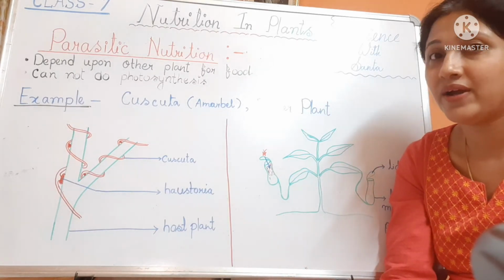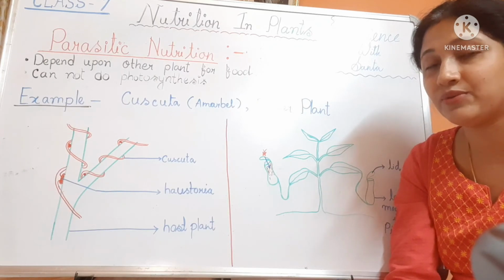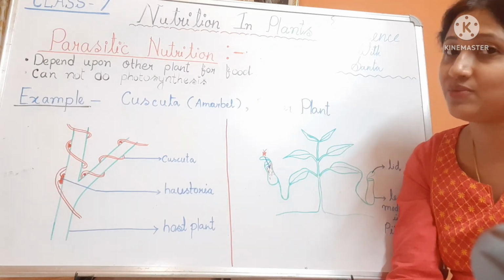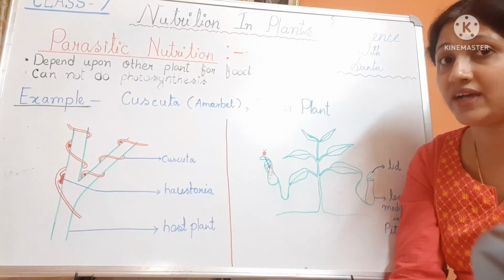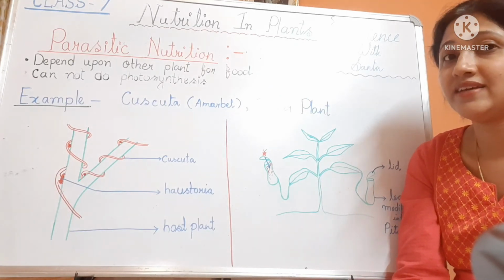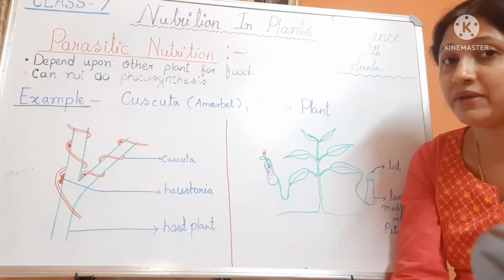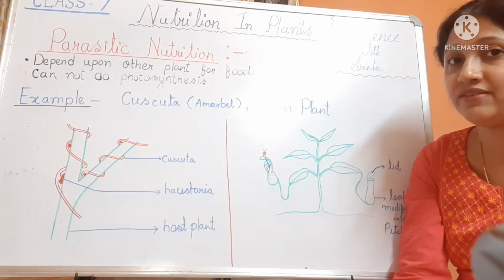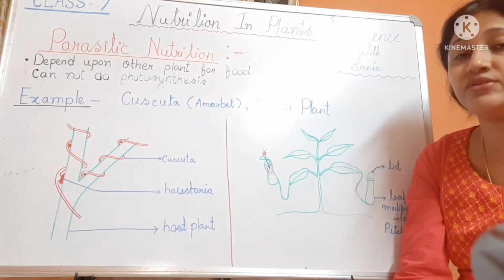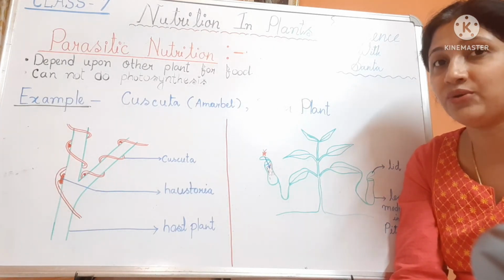So now I am going to give you the answer to my last class question. The question I asked at the end of the last class was, name the pigment which is present in the leaves and responsible for photosynthesis. So the answer is chlorophyll.